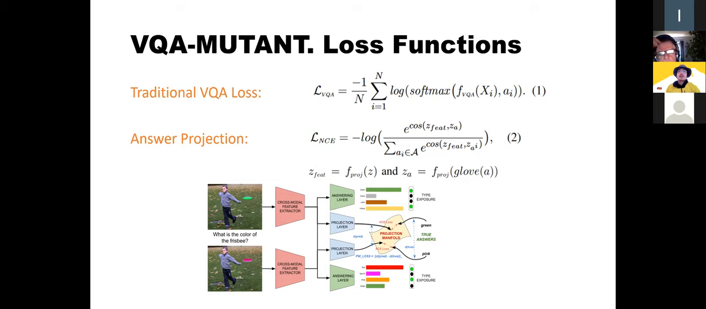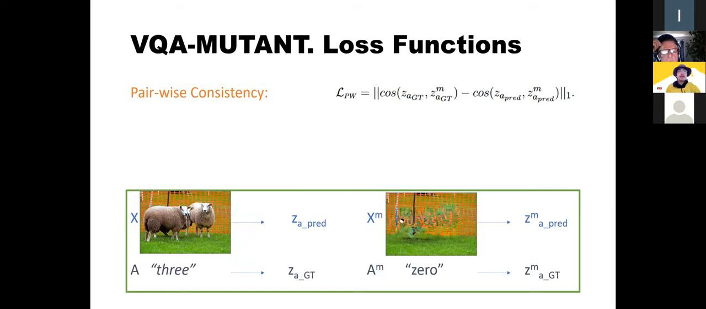The key idea is to map inputs, the image-question pairs, and output answers to a shared manifold in order to establish a matrix of similarity. And once we have this matrix of similarity established, then we can put on so-called pairwise consistency loss. The pairwise consistency loss ensures the distance between the two predicted answer vectors is close to the distance between two ground truth answer vectors.